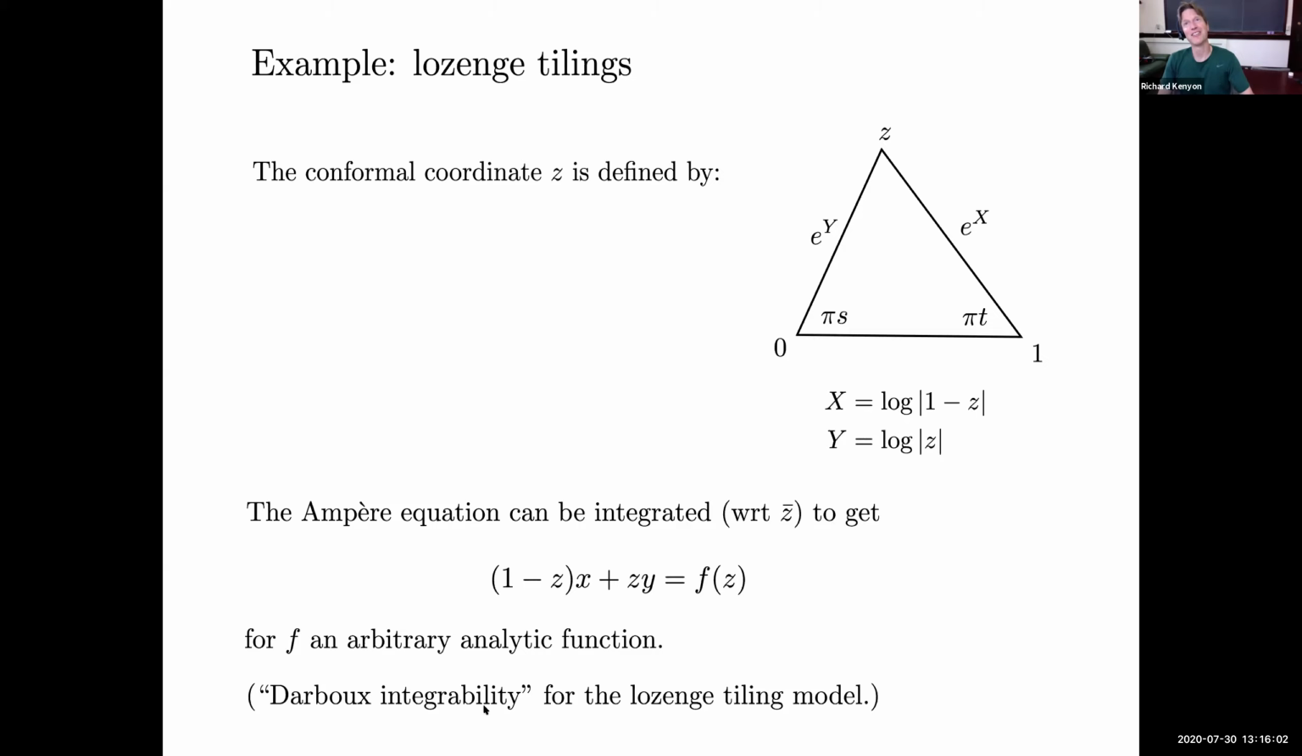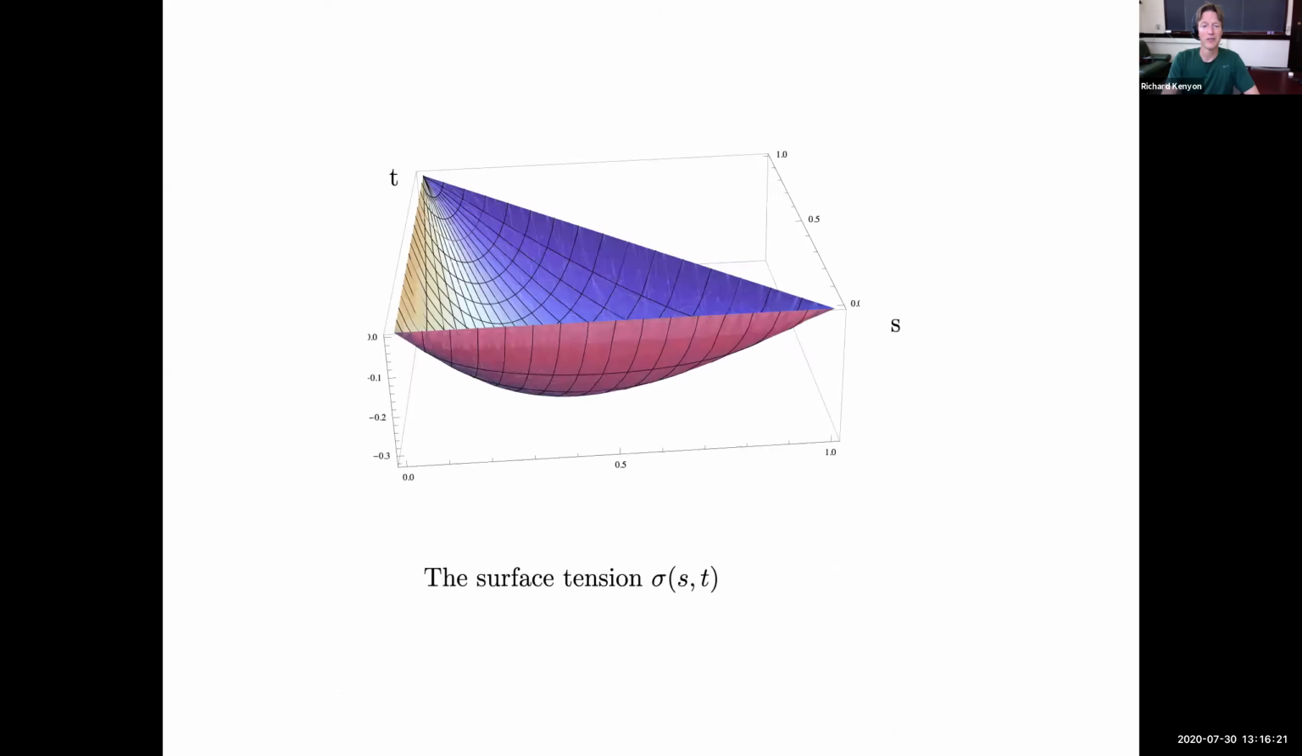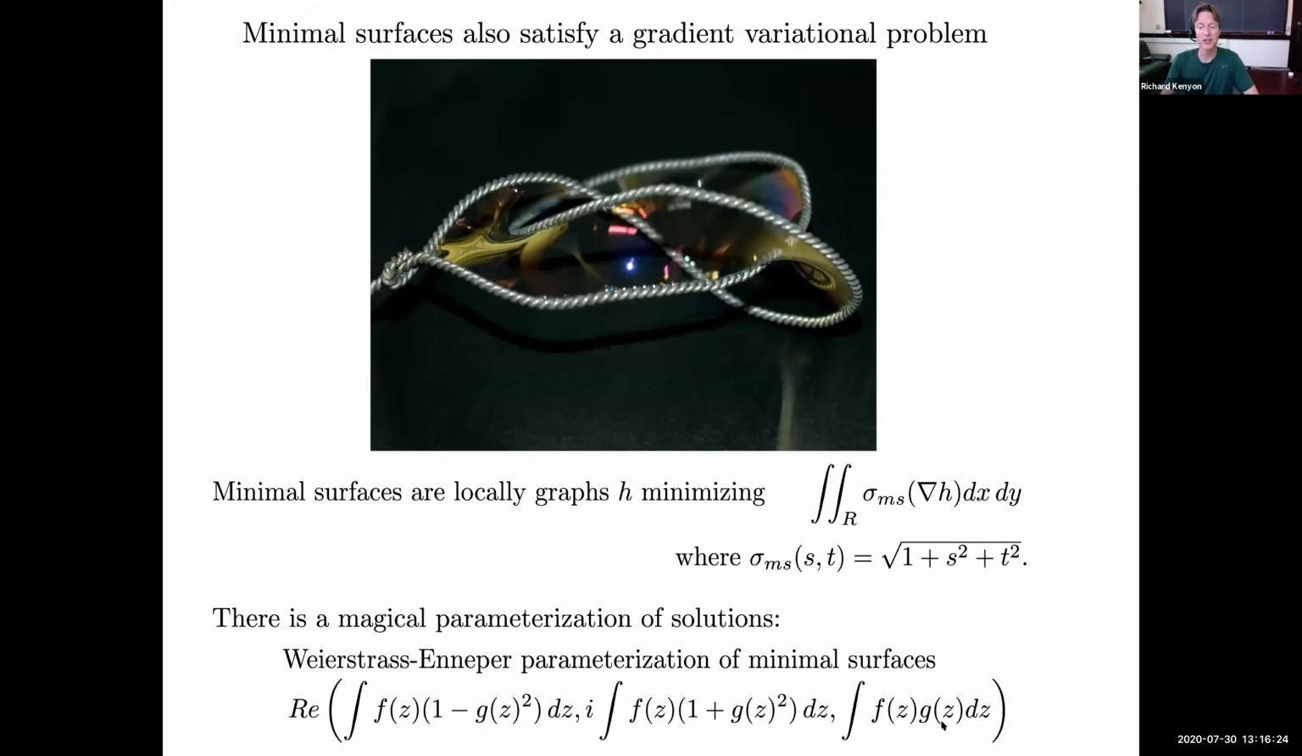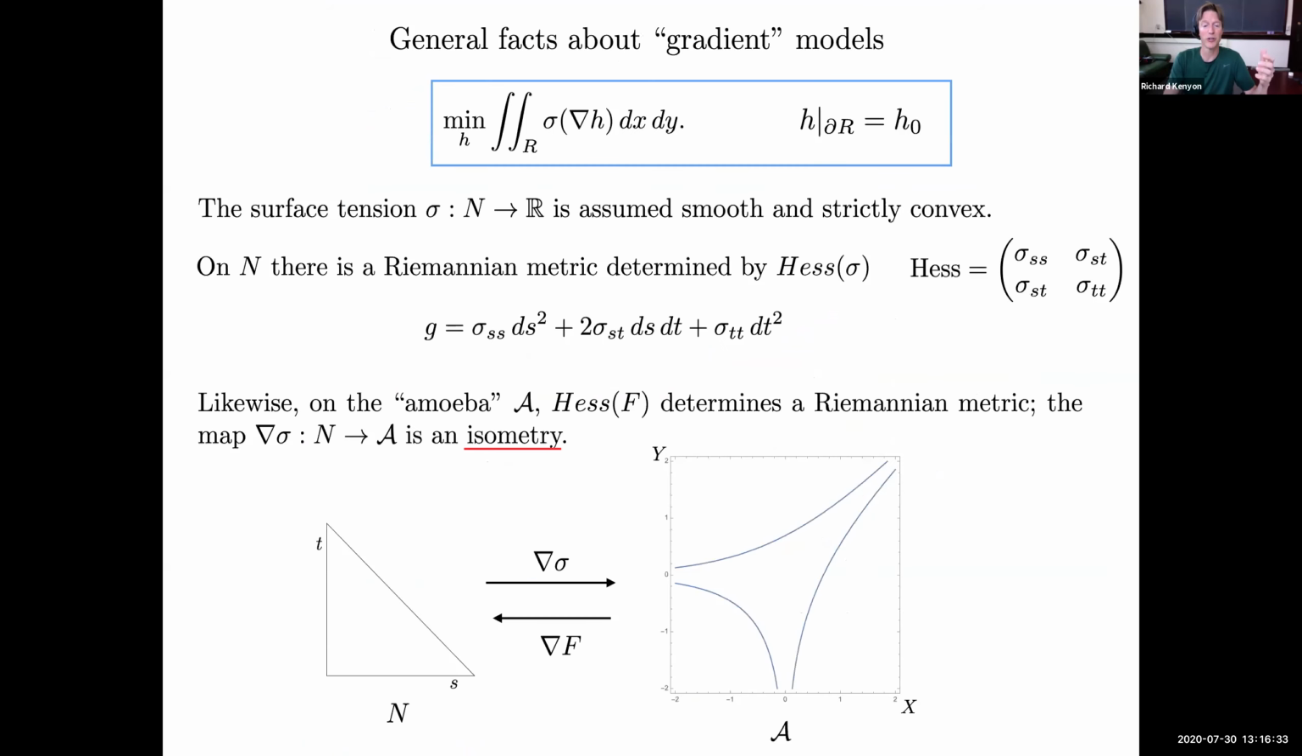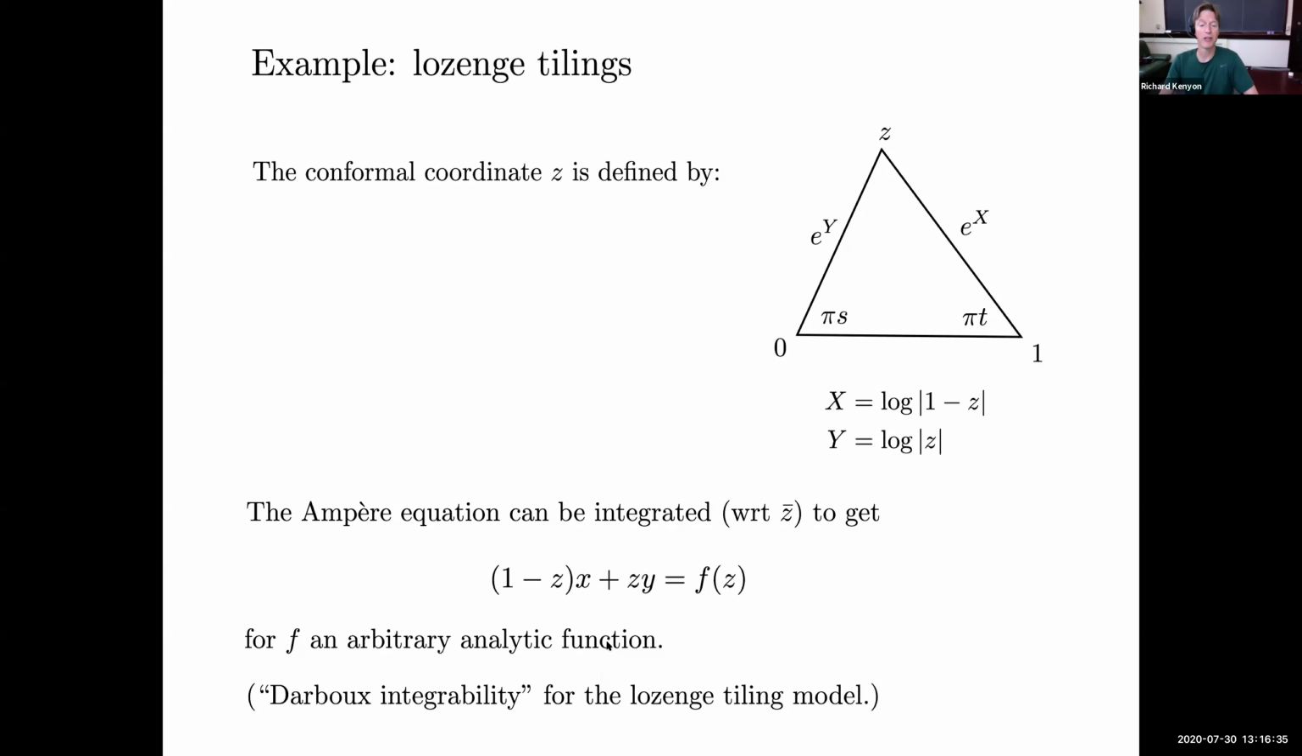is used to say that there's a sort of explicit solution to the PDE given in terms of some input, which is an arbitrary analytic function. So just like in the minimal surface case, right? Remember the minimal surface case, we had this Weierstrass parameterization of minimal surfaces. You put in some arbitrary analytic functions and you get a solution to the variational problem. This is what Darboux integrability means. And that's what we have here as well. I didn't write the final form, it's a little bit complicated, but it just involves some integrals of f and so on.